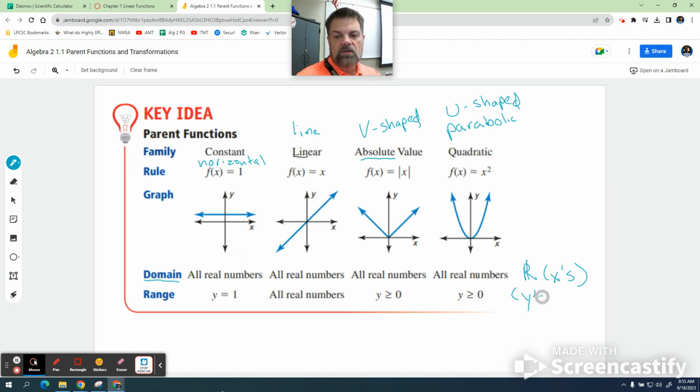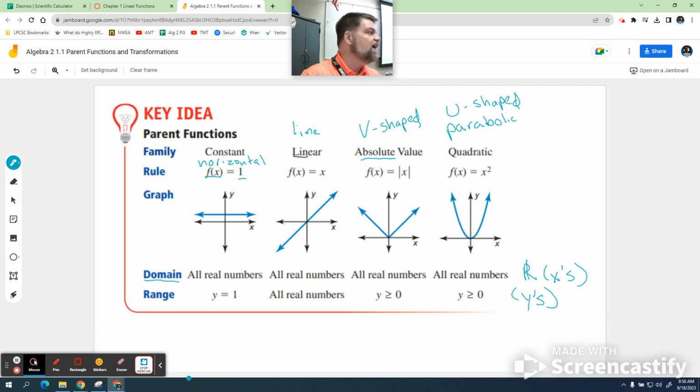And so based on the shape of the functions, the range depends on the function itself. So for a horizontal line, the range is equal to the function. So this is saying the function is equal to 1.